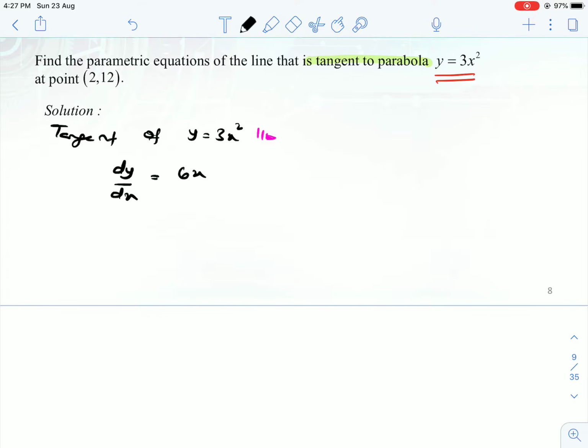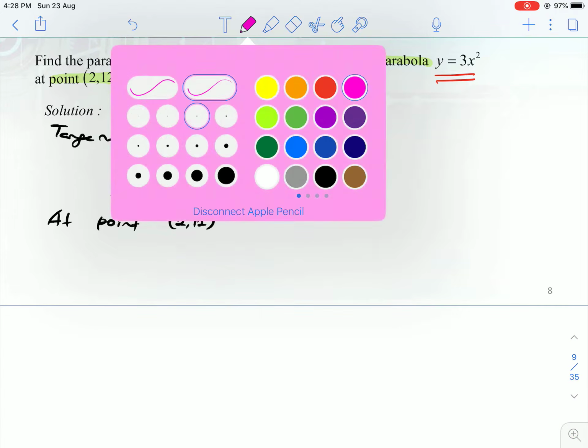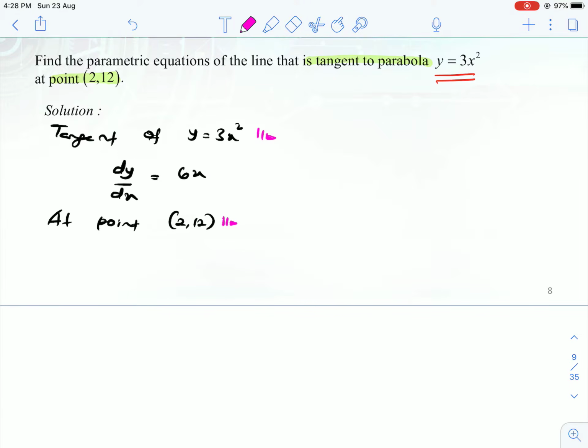Given that at the point (2, 12), at point (2, 12), dy/dx equals 6 times x. X is 2, so equals 12. Okay, next.